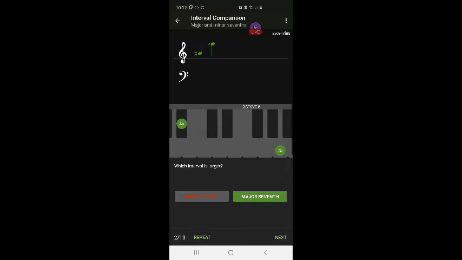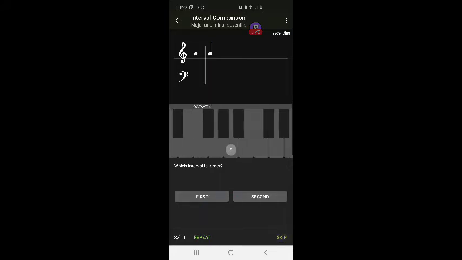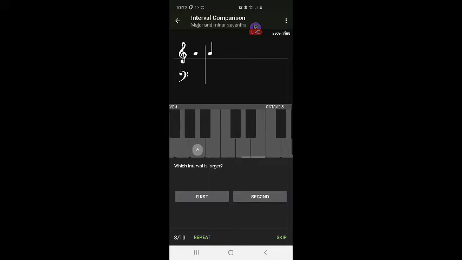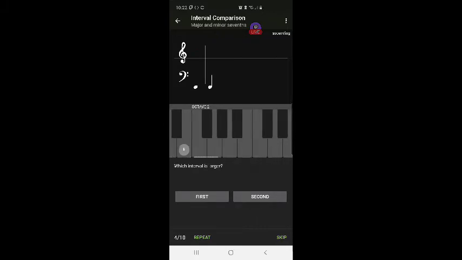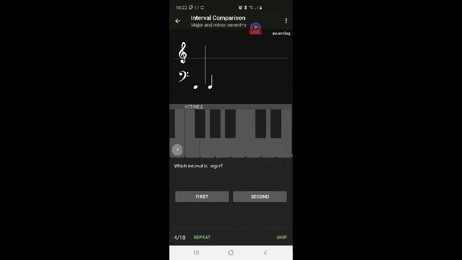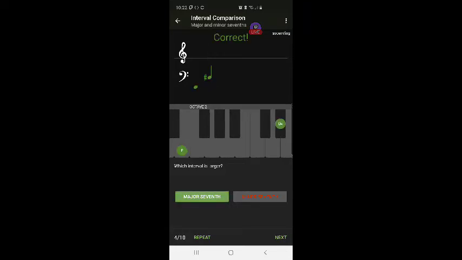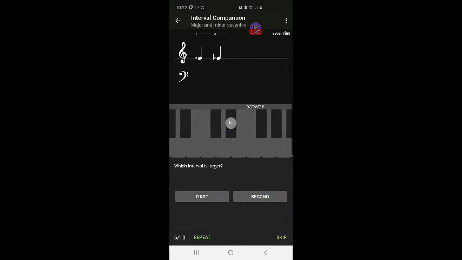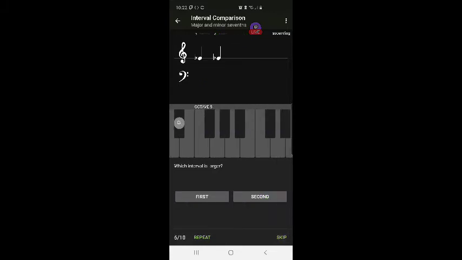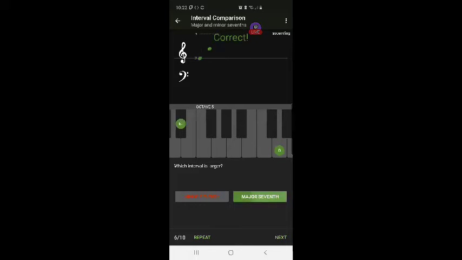A sharp to... I don't know what that symbol even means. Okay. The second one's bigger, it's a major seventh. First one's bigger. It's bigger. Second one.